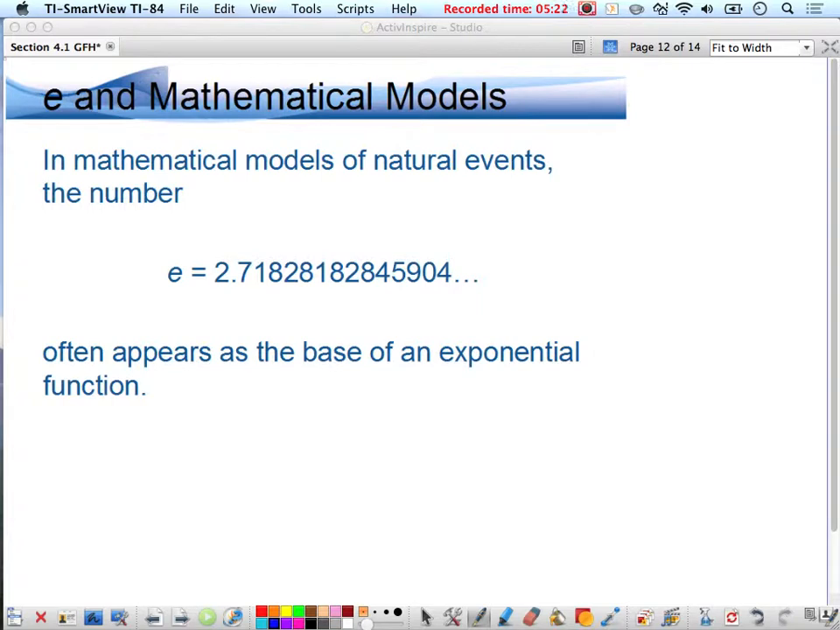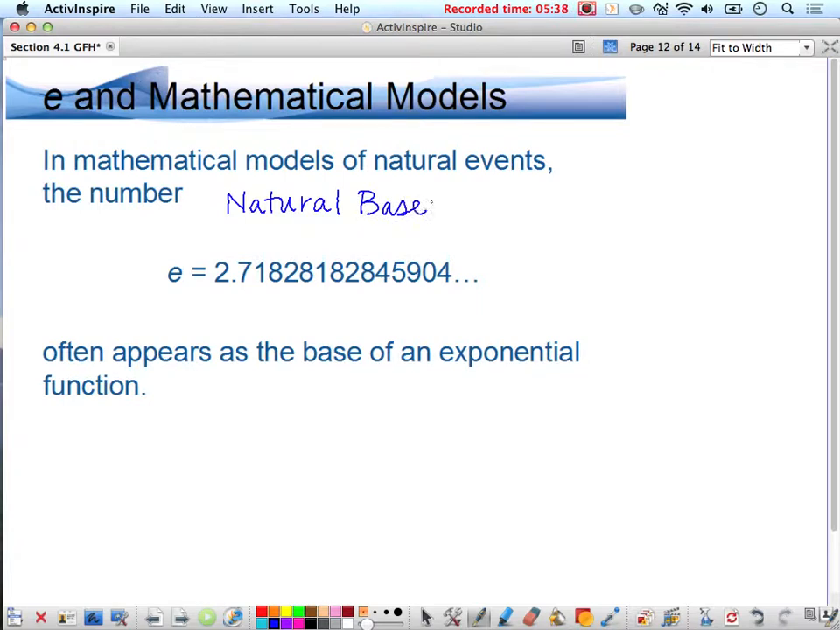We would also like to talk about continuous interest in this section, but to do that, you need to have an understanding of the number little e. Little e is known as the natural base because it occurs in nature. It's actually an irrational number, and it's approximately 2.7182818284594. If you're familiar with that to about 3 decimal places, that's pretty good.